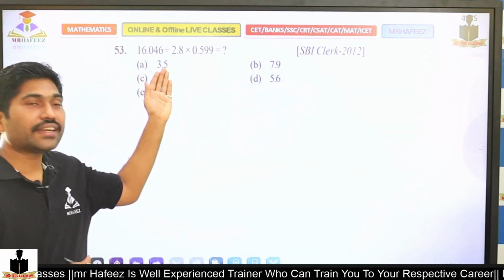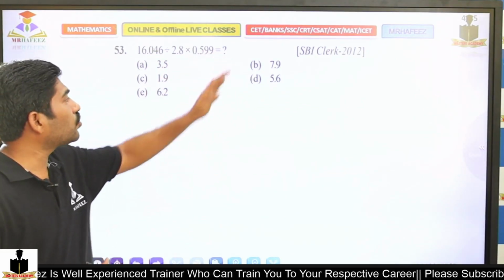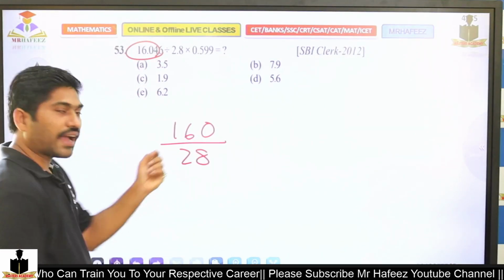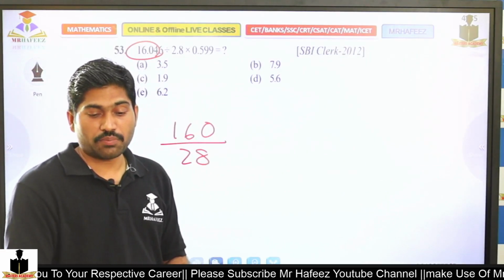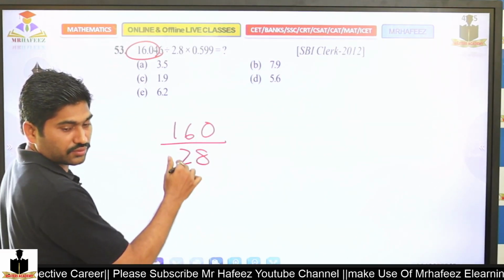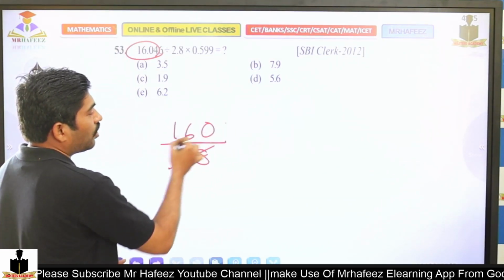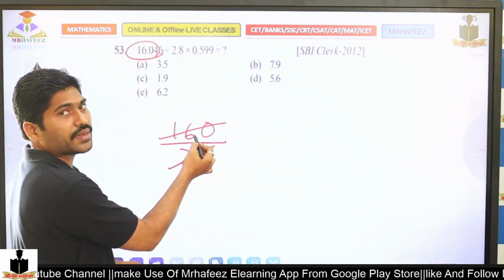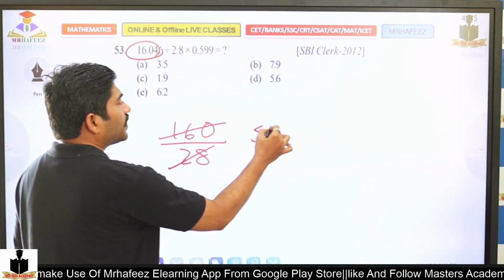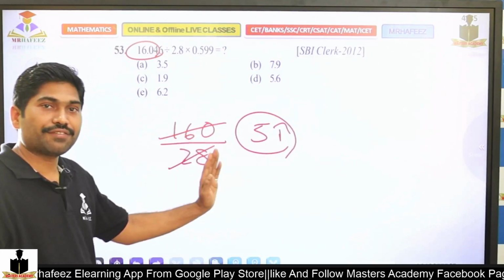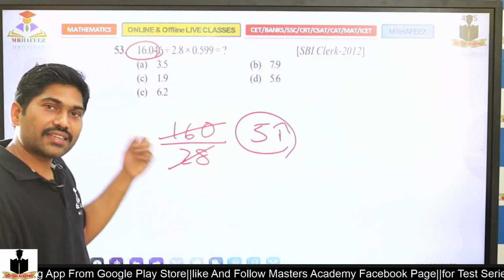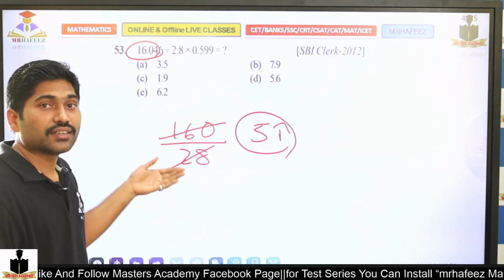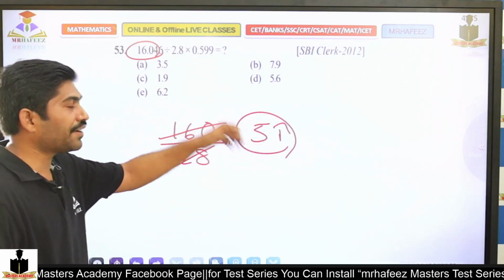16.046 divided by 2.8 into 0.599 equals question mark. I'll write 160 and 28. I just removed one decimal point, right? So 28 how many times in 160? It is nearly 30. 30 how many times? About 5 times. 5 times 30 is 150, but it is 160, which is more than 150, and this is not 30, this is less than 30. So the value is definitely more than 5.